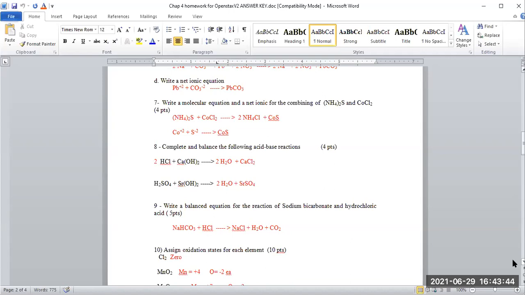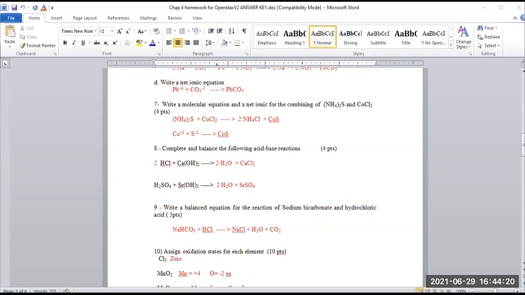Now, the one below it, the second acid-base reaction, that one is a diprotic acid because it's got two H's there at the beginning of the sulfuric acid. Match it up with my strontium hydroxide, I still get two molecules of water. I just didn't need any additional coefficients on the left-hand side. And this time around, my salt molecule is strontium sulfate. So that kind of gets us up through acid-base stuff.